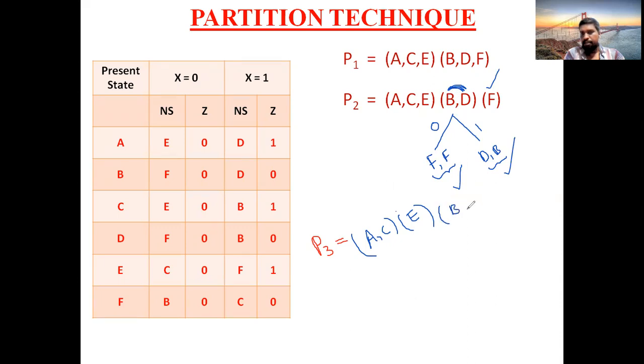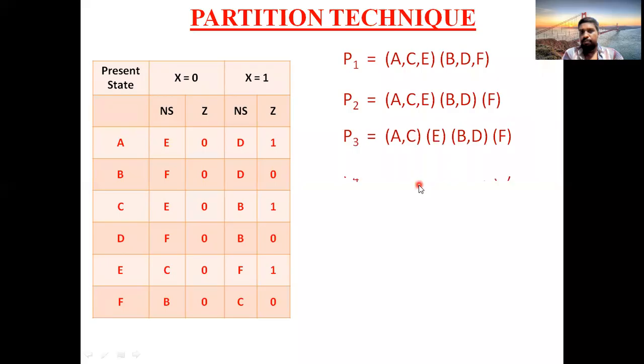Directly you can write B comma D. And the remaining F you can directly take here. Whenever you find a single state existing separately, directly you can take that value into the answer. Why? Because even if you find one successor and zero successor, you will get the value here that will be existing in one of the states. So the P3 value is equal to A comma C, and this E is separately taken here.